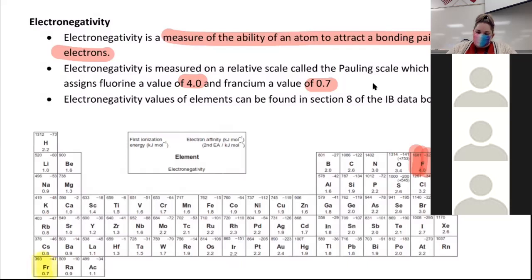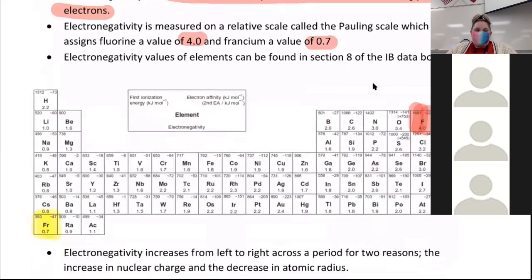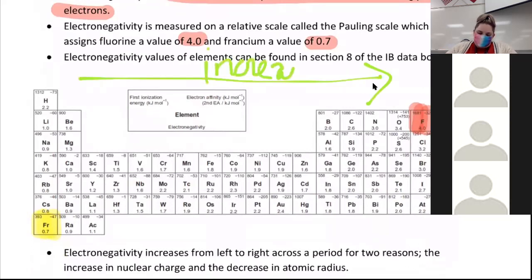You can probably predict the trend, because if I tell you the highest one is up here with fluorine, that tells me that as I go left to right, it increases. Fluorine is the highest, so all the way on the right side is where my high ones are. As I go down the group, it decreases. I'm just going to write a D. Y'all can fill in decreases, because francium is the lowest one.